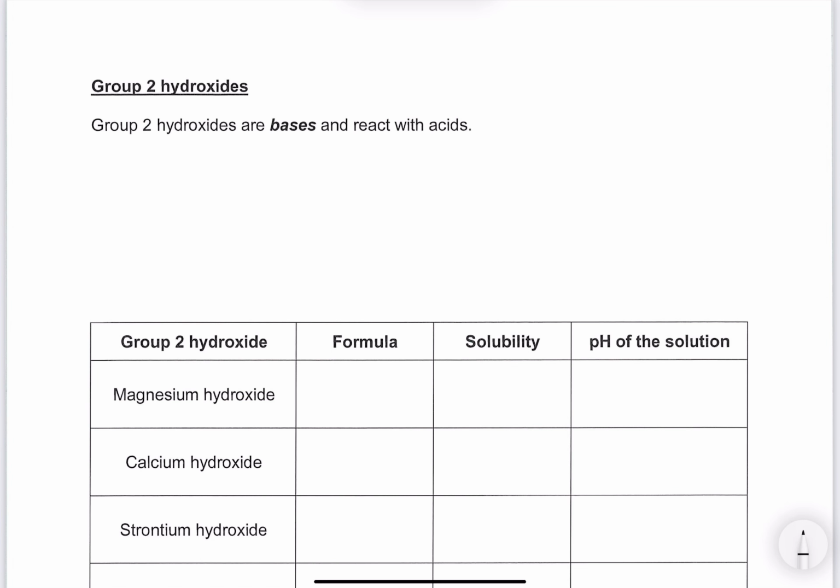So now we're going to look at the chemistry of the group 2 hydroxides. Remember that we're in group 2, so our metals have a 2+ charge, and hydroxide is a 1- ion. So we're looking at the formula M(OH)2. The group 2 hydroxides are bases. That means that they are proton acceptors, H+ acceptors, and they're going to react with acids, H+ donors, and form salts and water.